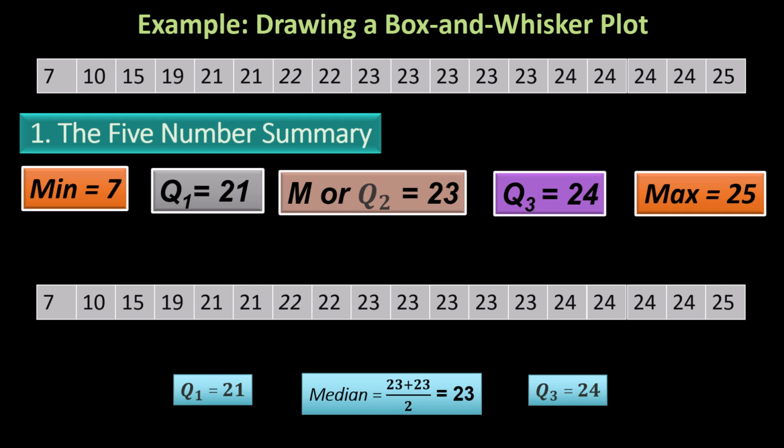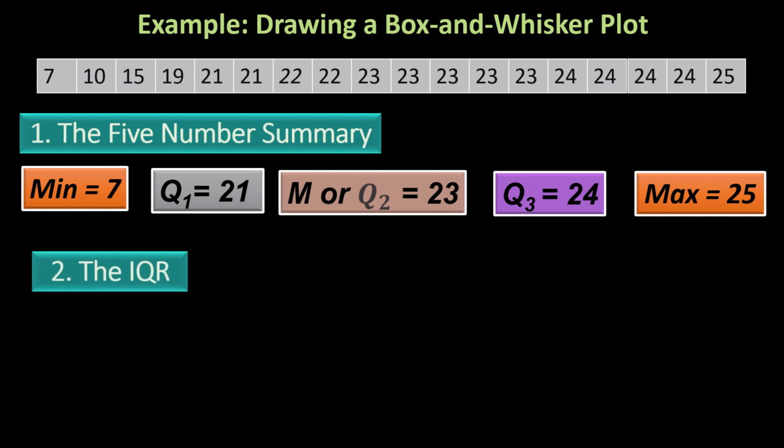Now let me explain the IQR. How do we find the IQR? IQR is Q3 minus Q1. Here 24 minus 21, which is 3. That is the IQR.